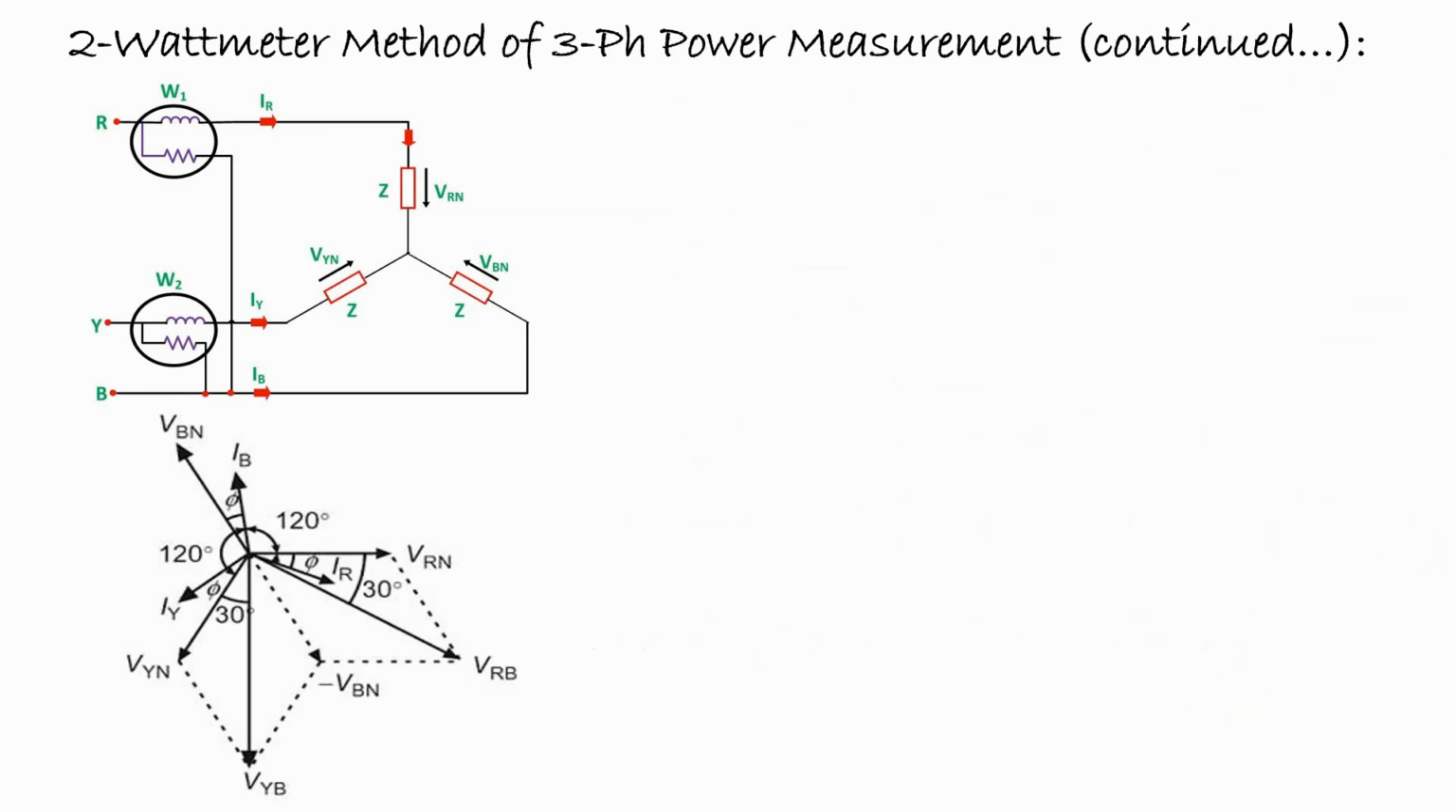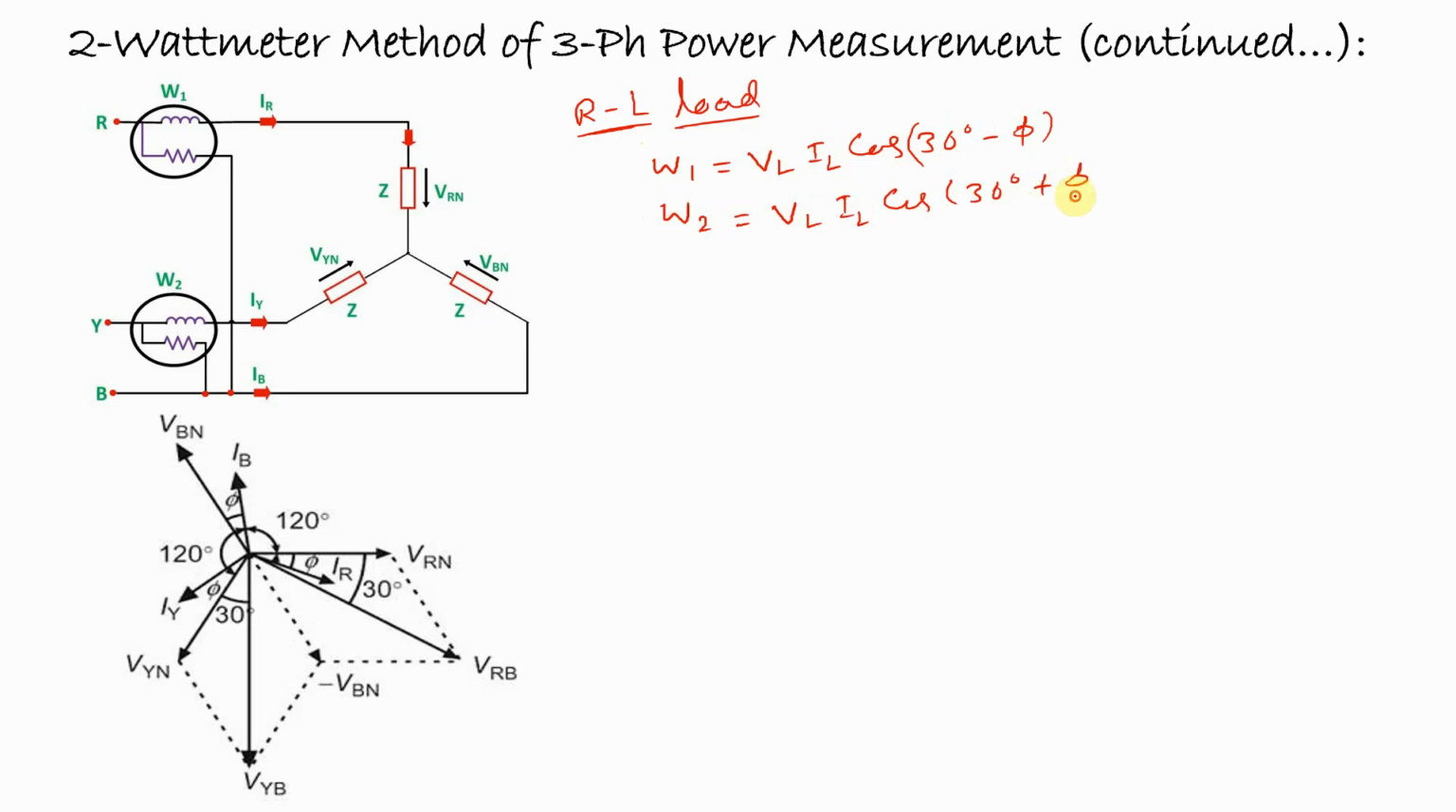Here we have to remember one thing. We have initially considered the nature of the load as resistive inductive. So for resistive inductive load, the reading of the first wattmeter was VL IL cos(30 minus phi), and the reading of the second wattmeter was VL IL cos(30 plus phi). So these are the readings of two wattmeters when the load is resistive inductive.